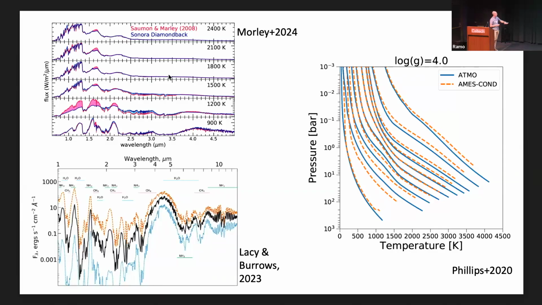On the bottom left, this is Brianna Lacy's work, working with Adam Burrows, looking at very cold giant planets. I think it's 450, 350, 250. I know a lot of the discussion on Monday was very cold giant planets with JWST. And from these grid models, you get pressure temperature profiles, spectra, and you can do spectra over a very wide range of wavelength space.